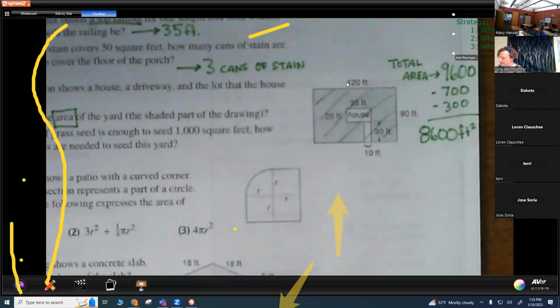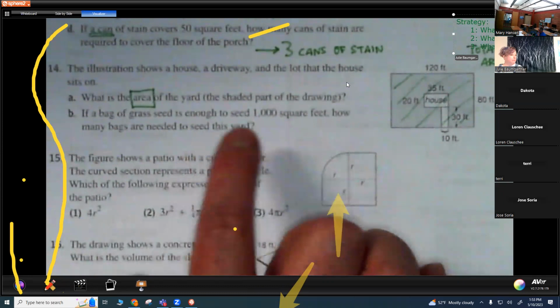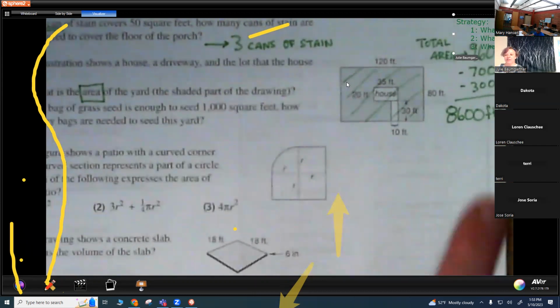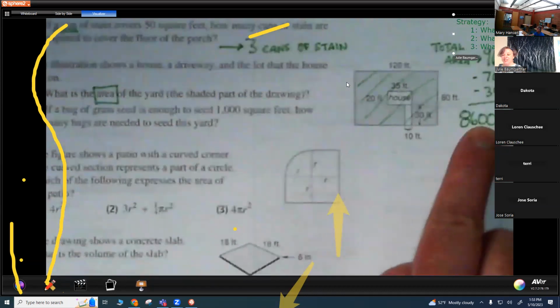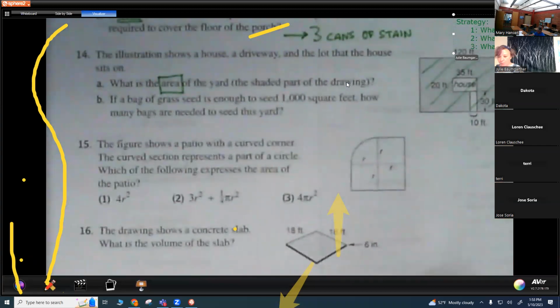But definitely could happen. So then part B, and like I said, this is very GED-ish, right? Where we have to make one calculation, but the question then needs us to use that additionally. All right, if a bag of grass seed is enough to cover 1,000 square feet, how many bags are needed to seed the yard? 9. Good. And so once again, just like we can't have partial cans of stain, we cannot have partial bags of grass seed. And so we'll need 9. We'll have a little left over, but probably always a good thing.